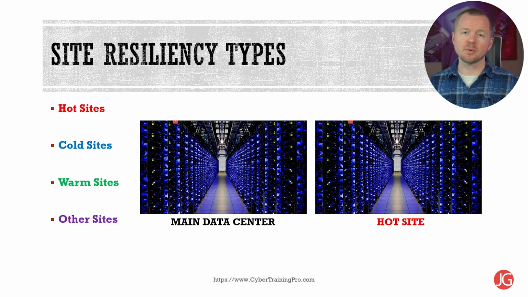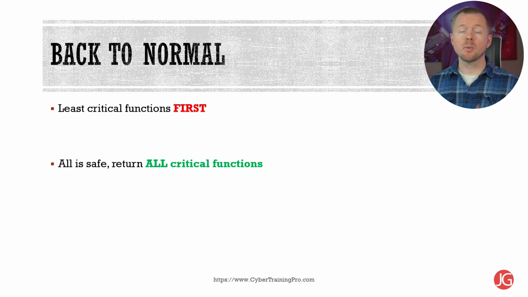There's a few other sites that we're gonna call other sites. Mobile sites are rarely used, but this could be like a semi-truck that's outfitted with what you need to operate. And then we can have a mirrored site, which is an exact copy of our primary site. So this is like an extreme hot site where everything is running and operational without a transition period if we need the site. When we're going back to normal, organizations need to return the least critical functions to that primary site first to make sure there's no issues. And then once we know that everything's fine, we can return critical functions back to the primary site.